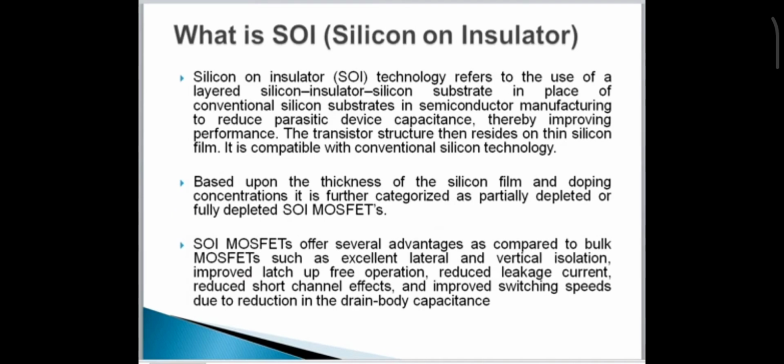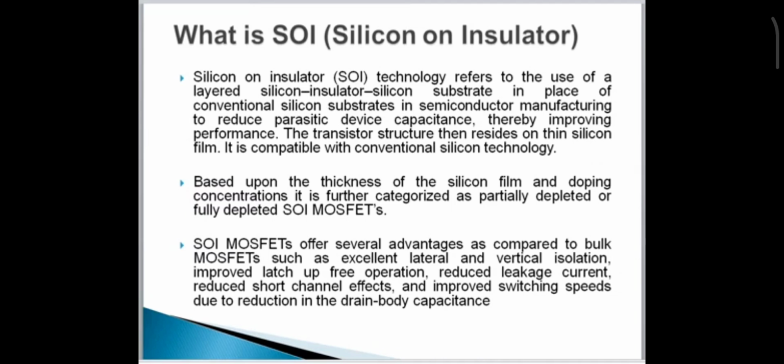First, what is SOI? SOI is silicon on insulator technology, which refers to the use of a layered silicon-insulator-silicon substrate in place of a conventional silicon substrate in semiconductor manufacturing to reduce parasitic device capacitance, thereby improving the device performance. The transistor structure then resides on the thin silicon film. It is compatible with the conventional silicon technology.